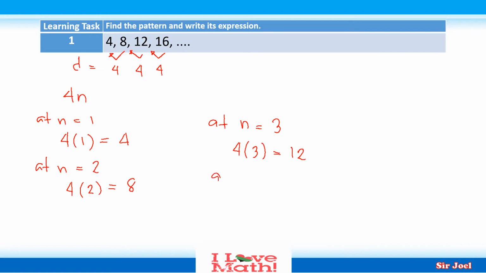Lubusin na natin yung fourth term. At n equals 4. So, that is 4 times 4. The answer is 16. So, nasatisfy natin, di ba? So, 4, first term, 8, second term, 12, third term, 16, fourth term. Ibig sabihin, 4n is our answer. Ito yung ating expression. Nth rule, o yung tinatawag nating general nth term, tinatawag nating general rule. Okay?